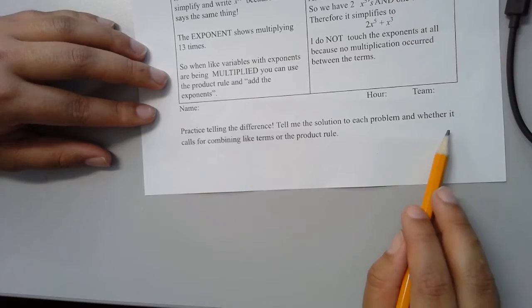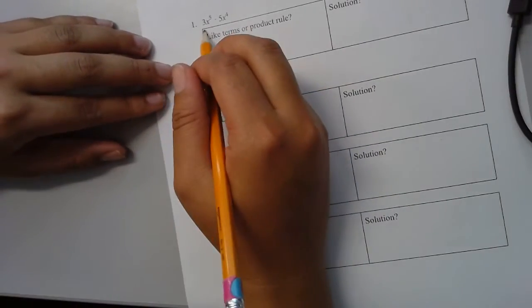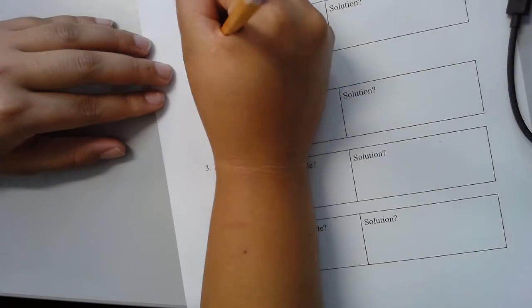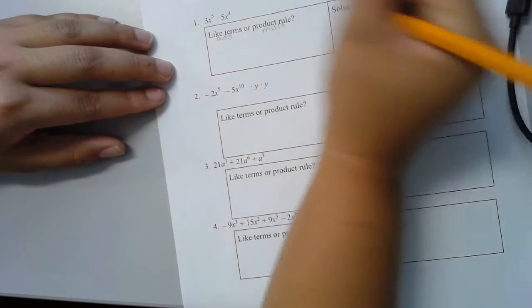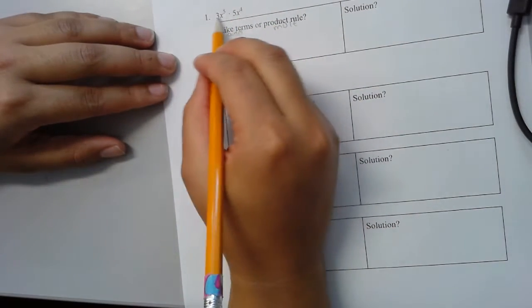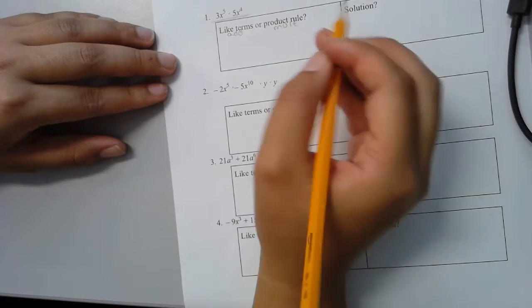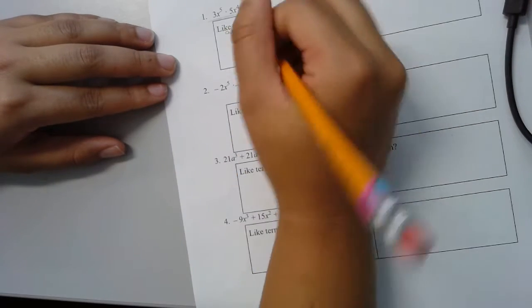We're going to practice telling the difference on the back. So let's do that together. 3x to the 5th times 5x to the 4th. Remember, like terms is for adding, and the product rule is for multiplication. So nothing is being added here. These are being multiplied together. So I'm going to use my product rule.